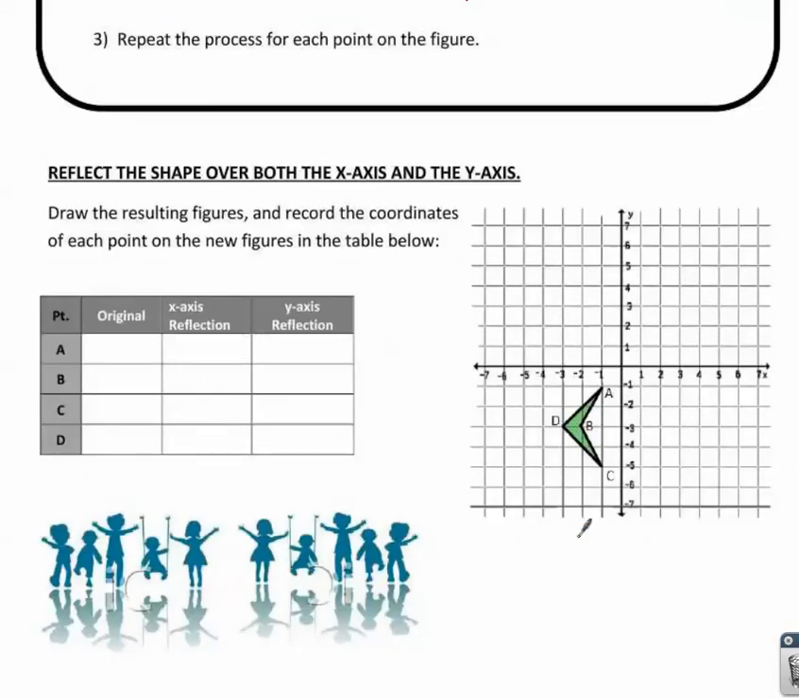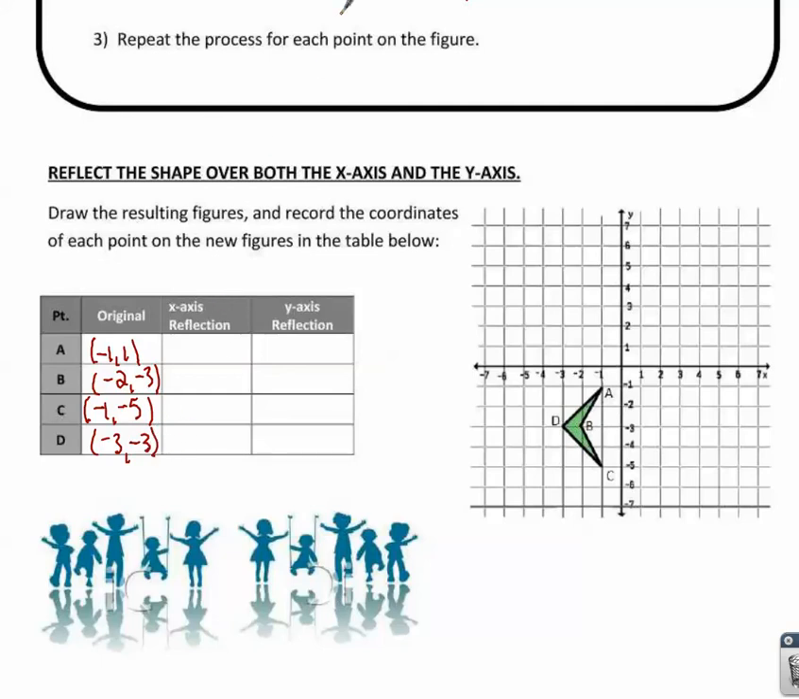So for example, reflect this over both the x-axis and the y-axis. So let's go through and look at points A, B, C, and D and write down the original coordinates in your grid. So for example, A is at -1, 1, B, -2, -3, C, -1, -5, D, -3, -3.